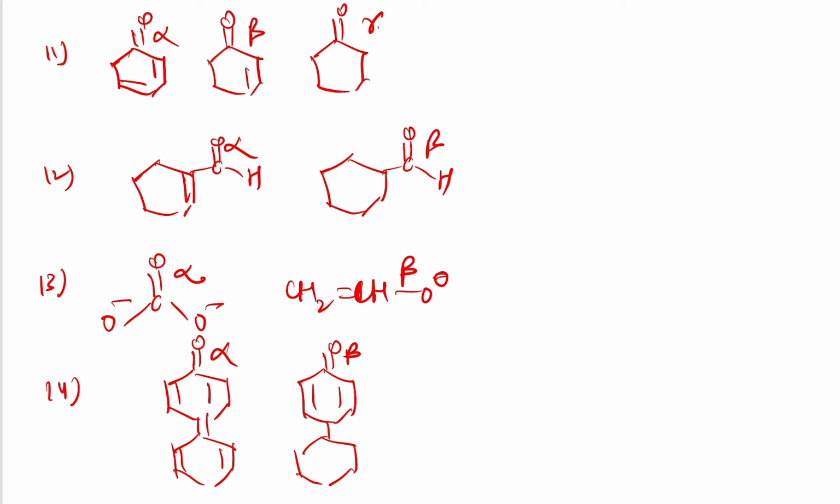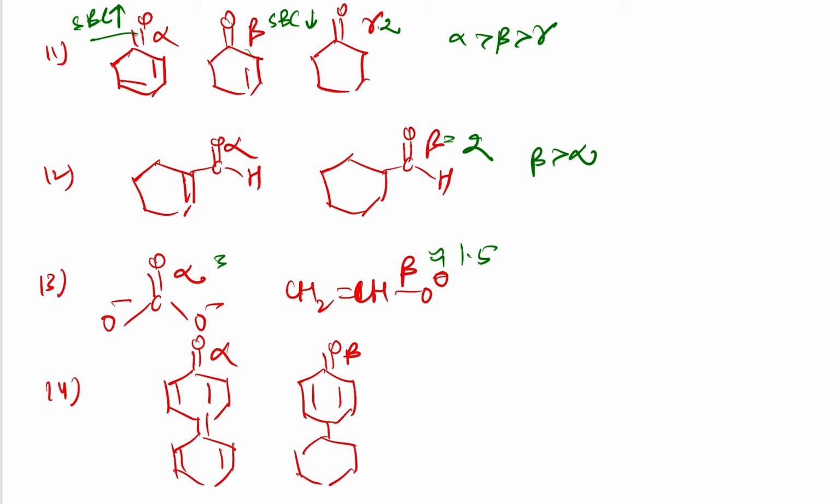Pause the video. Now here we are going to get single bond character, but to a greater extent, so single bond character is more. Here the resonance is less, so single bond character is less, and it is bond order 2. So it will be alpha greater than beta greater than gamma. Again bond order is exactly 2, so beta greater than alpha. Here also the bond order we have calculated, it is nearly 1.5, and it was here 4 by 3, which was nearly 1.3. So we know beta greater than alpha.